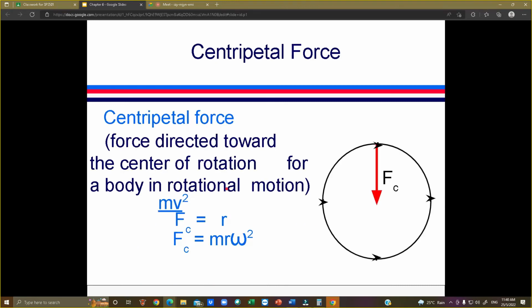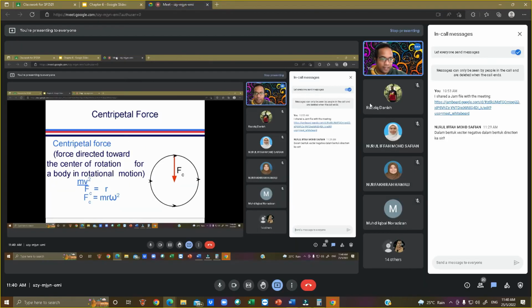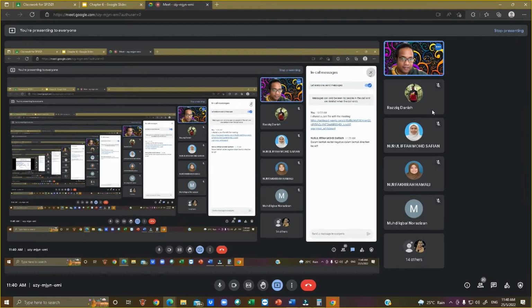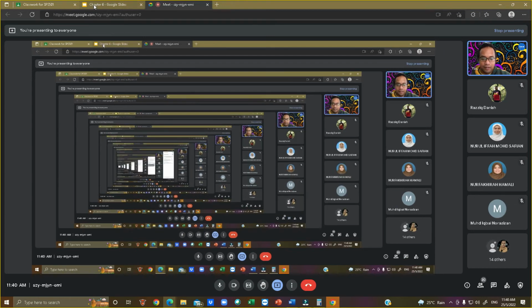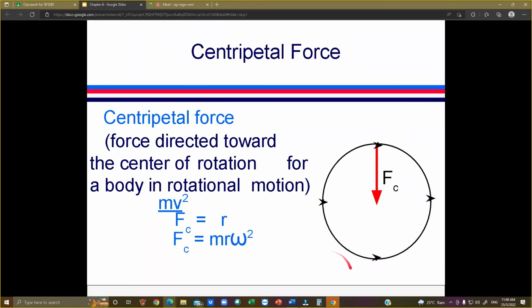Alright. Okay, before we go here, any question? Centripetal force. Ada apa-apa soalan? Ada soalan yang kita kat sini? Any question guys before we go to centripetal force?